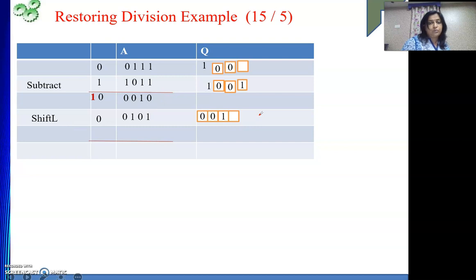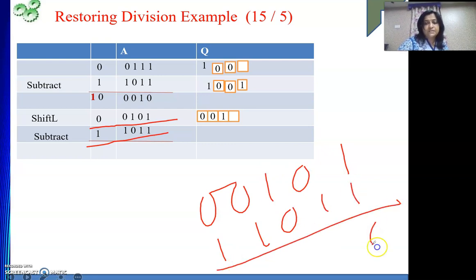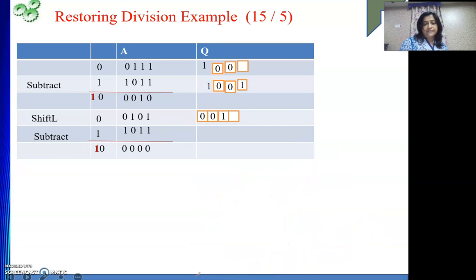So now see, 101. We'll subtract what? That 5 only. Same value. So subtract means this is negative 5, that is 00101, and it is 11011. What will it become? This one is 0, this one will be 0, this one also will be 0, this one also 0, here also 0. And the last one will be discarded. So all 0 we have got, right? And as this result is positive, my Q0 bit will be set to 1.